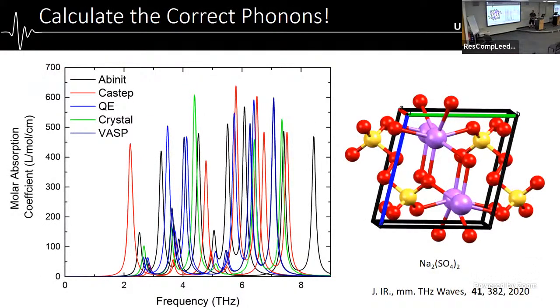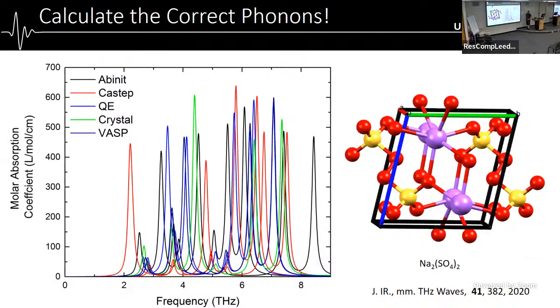A couple of years ago, we published a paper, and about 3 or 4 years before that, we started calculating the spectra of this small material. So this is sodium, sulfur, and oxygen, and it's a bit of an odd material, and we thought it would be a good test case. If we could calculate this well, then we could understand quite a lot of things.